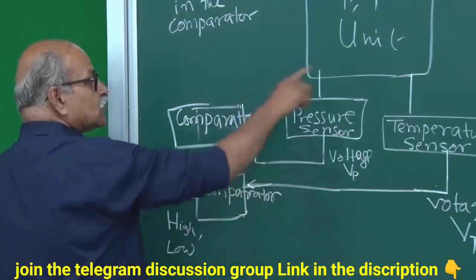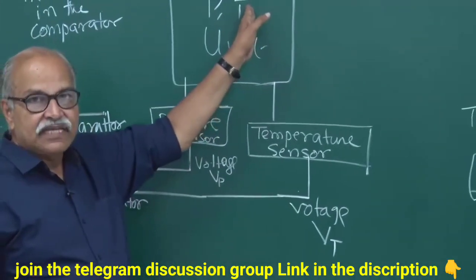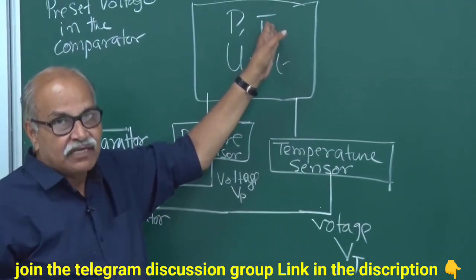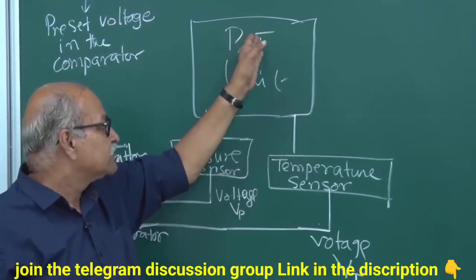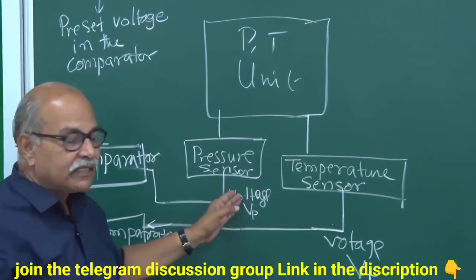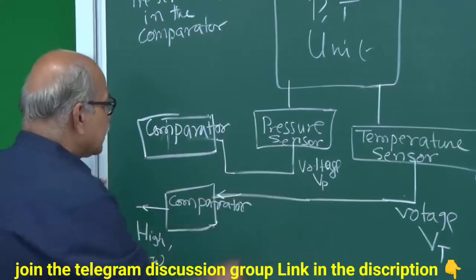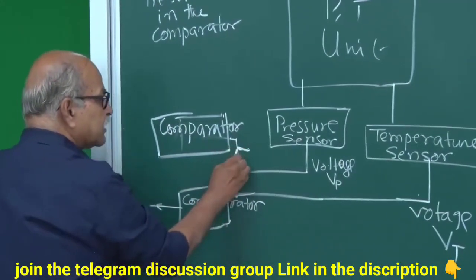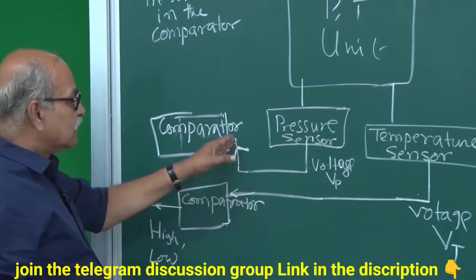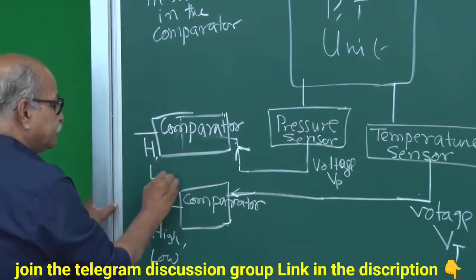And for pressure also I can set a preset value. If it can withstand 15 atmospheric pressure, for 15 atmospheric pressure, how much will be the voltage? So, that I can preset here, and the moment this voltage comes, this is the input of this comparator. If it is more than that, it gives me high, otherwise it gives me low.